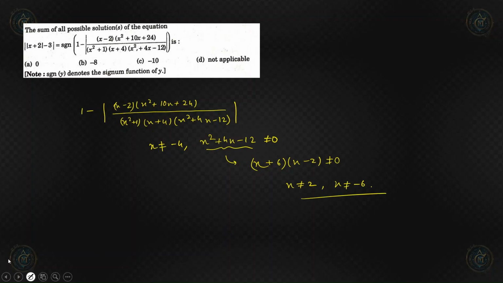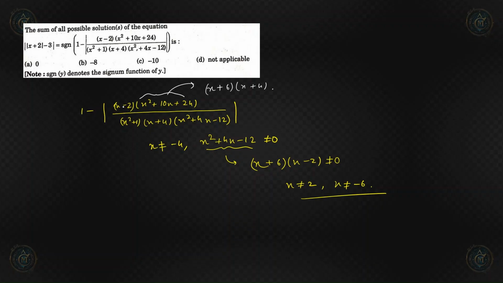And then if we try to similarly factor this expression here, this expression is factorizable, right? Easily we can factorize this. This becomes x plus 6 times x plus 4. Now see, as we are excluding the points x equal to minus 4, x equal to minus 6, x equal to 2, we can actually cancel these factors, right?